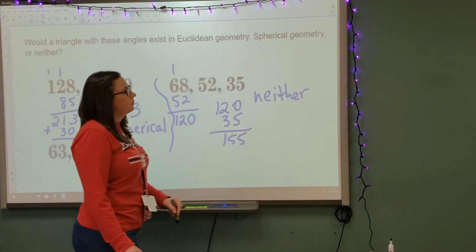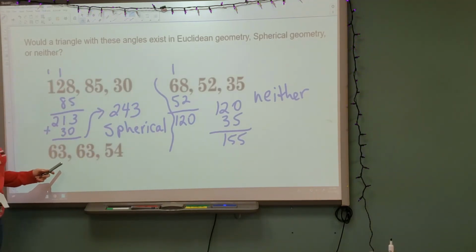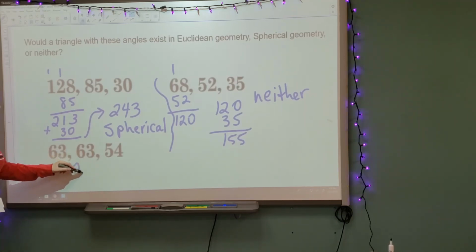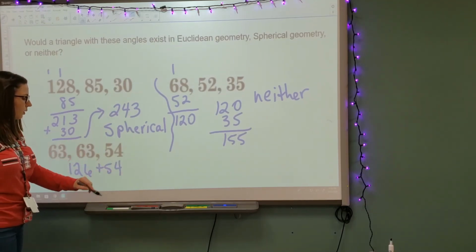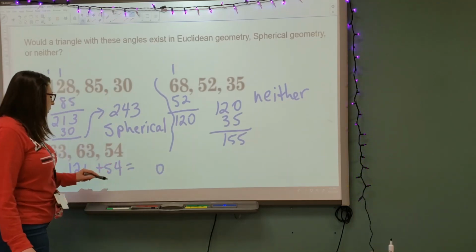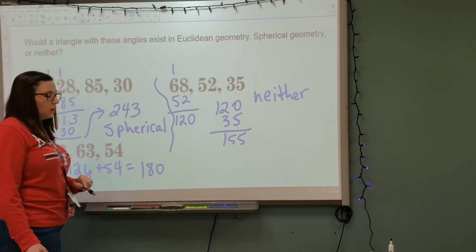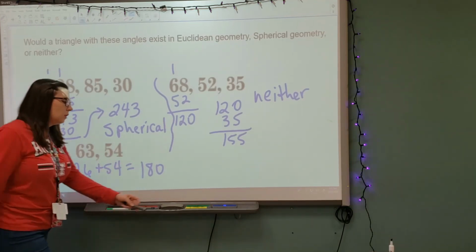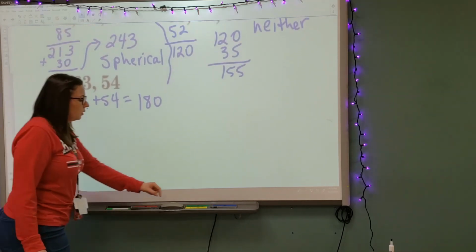Okay, neither. And then our last problem over here, we have 63, 63, and 54. Well, 63 and 63, that will be 126 plus 54, right? 6 and 4, that's 10, so 0, carry a 1, 5, 6, 7, 8. And we still have the 1, 180. It's exactly 180, so what is that classified as? Euclidean.